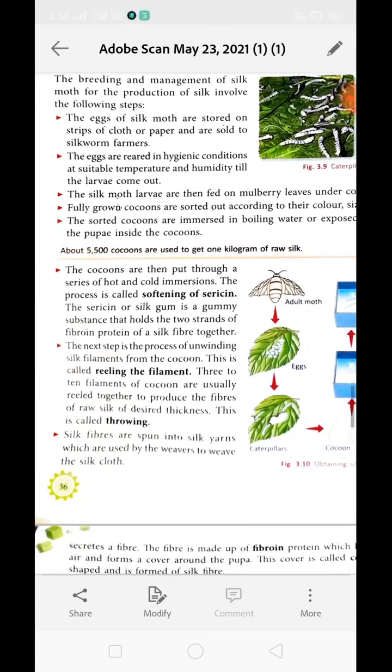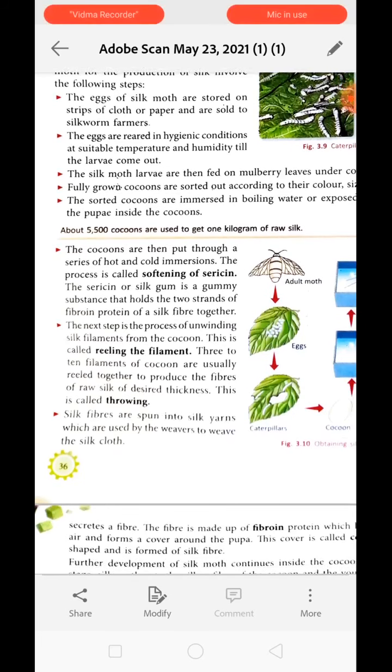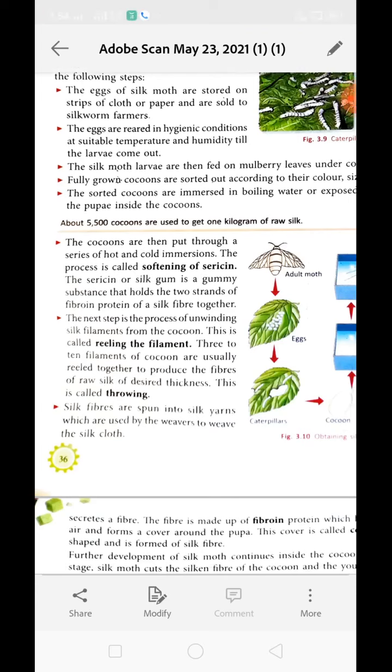The second step is that the eggs are reared in hygienic conditions. Hygienic condition is very important, because if the eggs get damaged, then the larva will never come out. So we provide them a hygienic condition with suitable environment, temperature and humidity, so that the larva can grow healthy inside the egg. We know that every larva growing inside the egg needs a proper temperature to grow. That temperature we have to provide them.